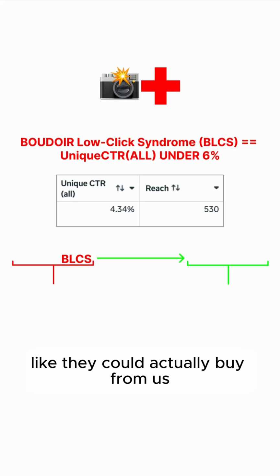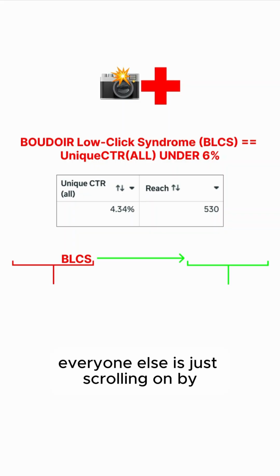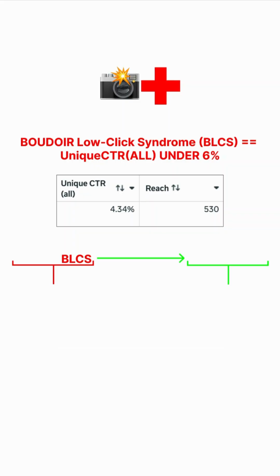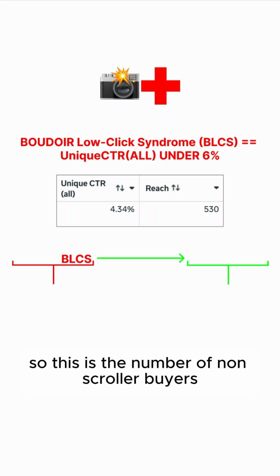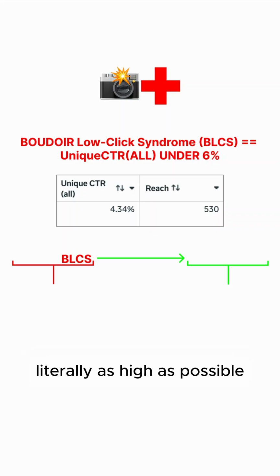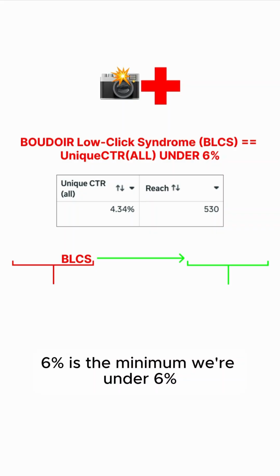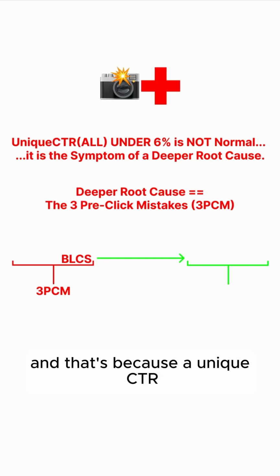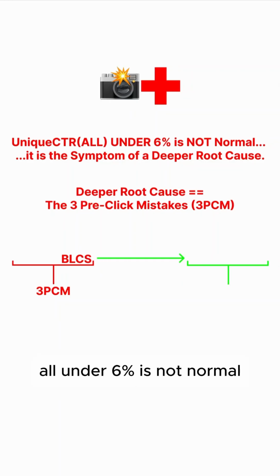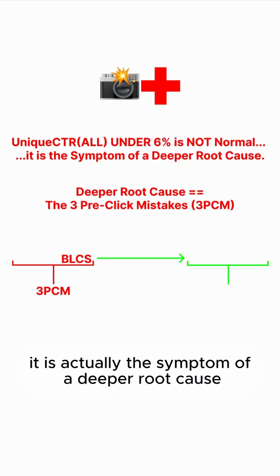Like they could actually buy from us. Everyone else is just scrolling on by. So this is the number of non-scroller buyers, and we gotta get this number literally as high as possible. 6% is the minimum. If we're under 6%, we got a big problem. And that's because a unique CTR all under 6% is not normal.